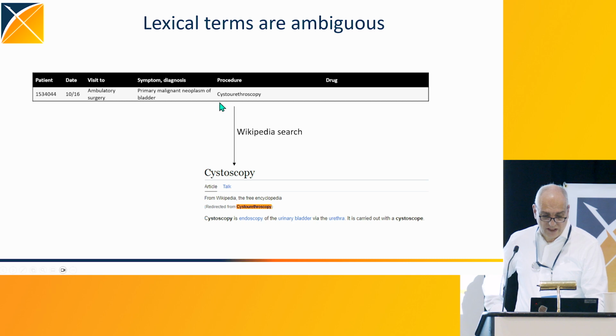Don't use lexical terms. Don't write cystourethroscopy in your data. You can, but actually if you Google cystourethroscopy, you get to a Wikipedia page of cystoscopy. So what now? Which one is it? Well, it's actually the same. Usually, nobody, I don't know why CPT4 calls it cystourethroscopy. Everybody says cystoscopy. But officially it's a synonym.